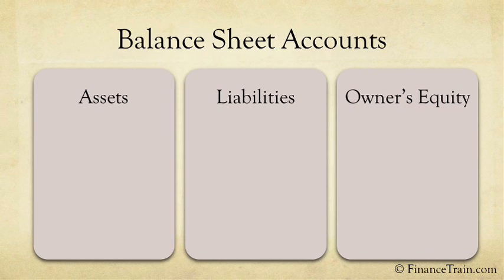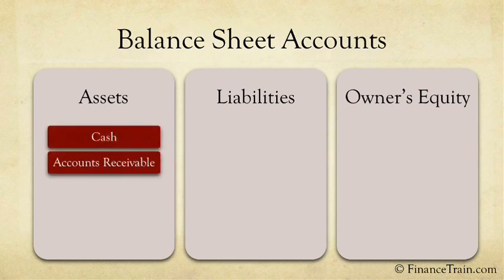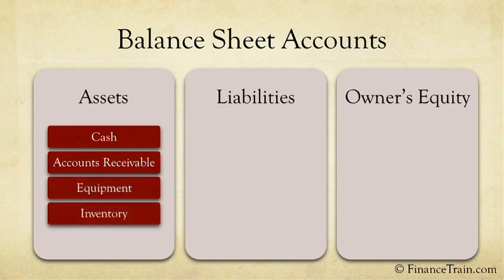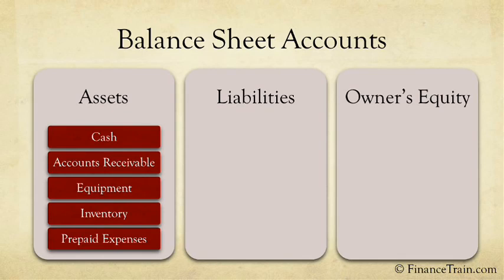As you can see, the common types of asset accounts include cash, accounts receivable, equipment, inventory, and prepaid expenses. Note that these are just examples of asset accounts. The accounts receivable refer to the money that you expect to receive from other businesses or individuals. In reality, there will be many asset accounts.